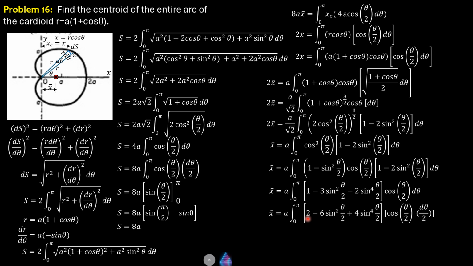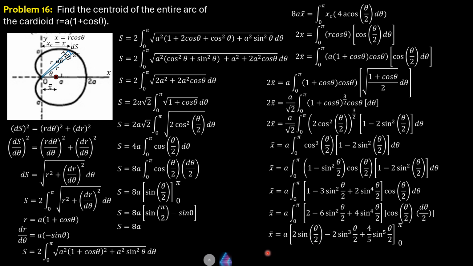So substitute: bar x equals a quantity 2 sine theta over 2 minus 2 sine cube of theta over 2 plus 4/5 sine to the 5th theta over 2, from 0 to pi. Again, the explanation here: this is 6 sine cube over 3, so that's why negative 6 over 3 is negative 2. This is 4 sine to the 5th theta over 2 over 5, so that's why we have 4/5 sine to the 5th theta over 2. So from 0 to pi, take note that sine pi over 2 is 1 and sine of 0 is 0.